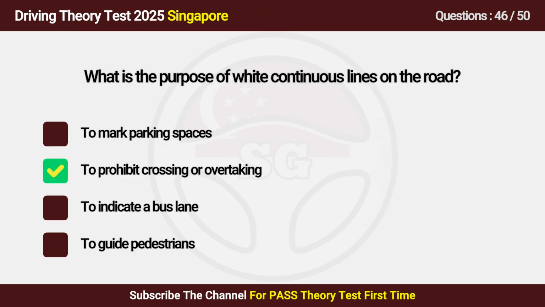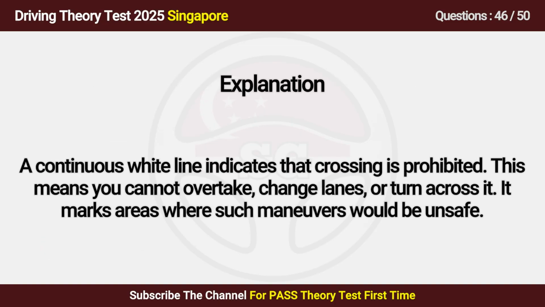Answer is B. To prohibit crossing or overtaking. A continuous white line indicates that crossing is prohibited. This means you cannot overtake, change lanes, or turn across it. It marks areas where such maneuvers would be unsafe.